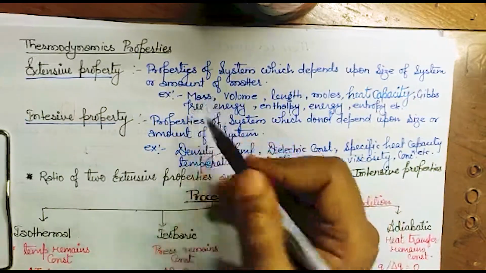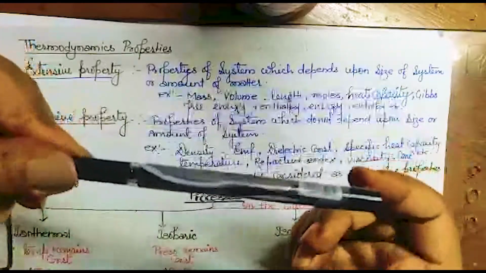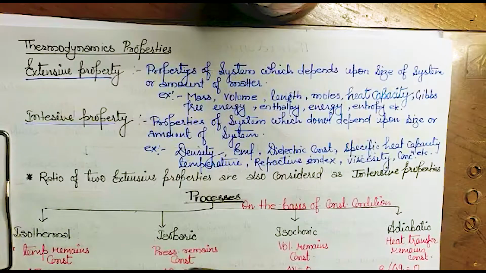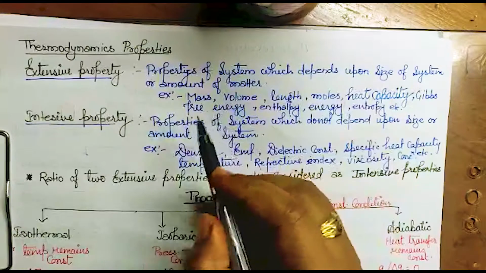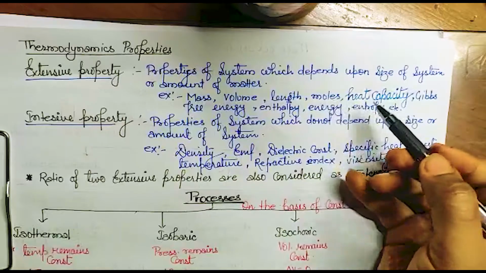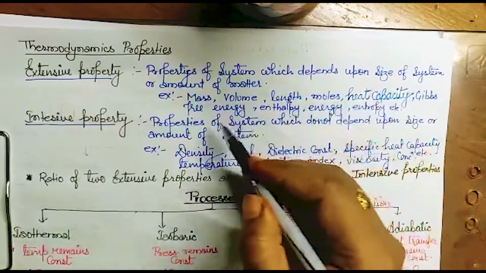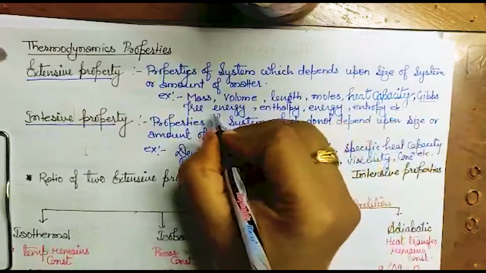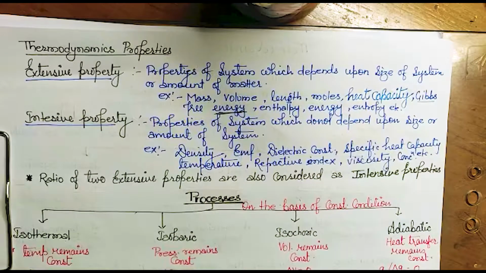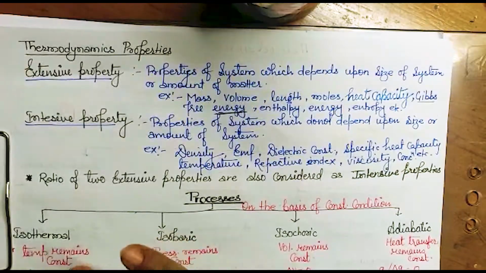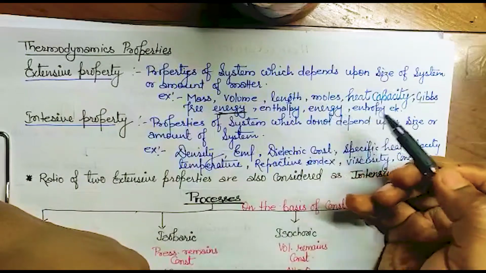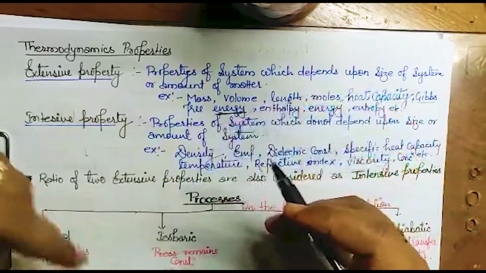Like we can say mass. Suppose some mass is there for this pen. If I break it, will that mass be the same? No. So that means it is depending upon the size, isn't it? Examples: mass, volume, length, moles, heat capacity, Gibbs free energy. And one more thing I told you: wherever the word energy comes, you can blindly say it is an extensive property. Enthalpy is also a form of energy, and we can say entropy. So all these things are extensive.